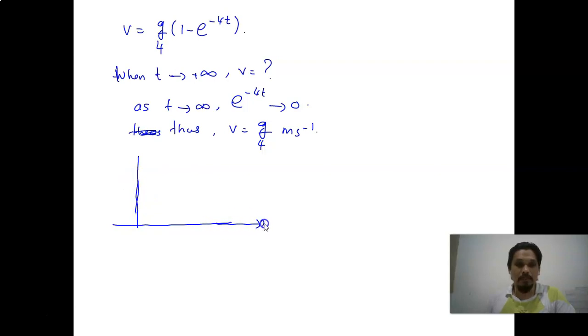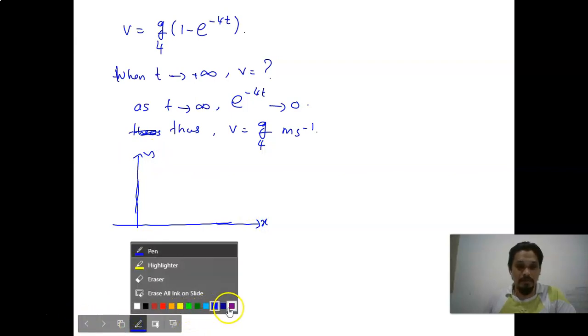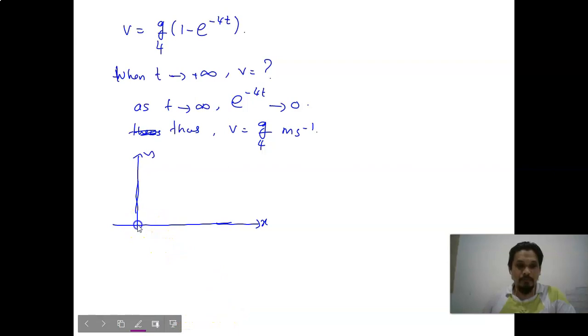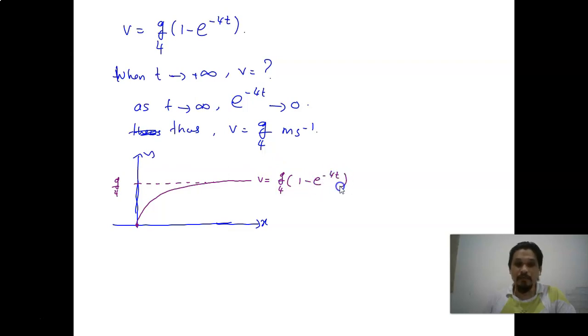Okay, so this is the graph. The graph from t equals 0, and the velocity is 0 then, and so this one here, at g equals 4, the velocity, which is g over 4, 1 minus e power of negative 4t.